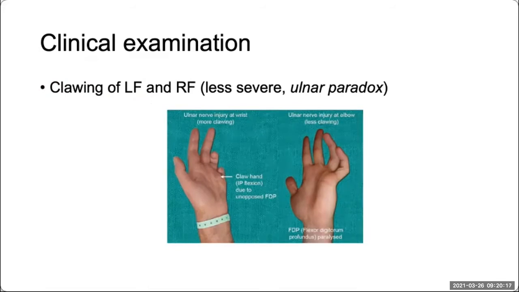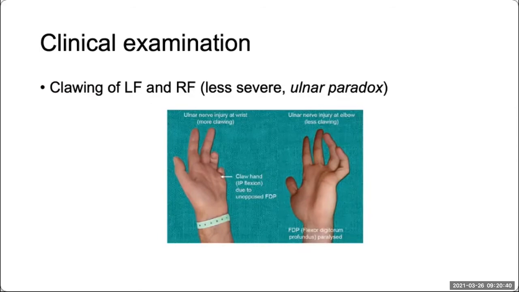The ulnar claw shows hyperextension of the MCPJ and flexion of the PIPJ and DIPJ of the little and ring finger. In high lesions, like cubital tunnel syndrome, the clawing is less severe, shown on the right side of this photo compared to low lesions. This leads to the so-called Ulnar Paradox.